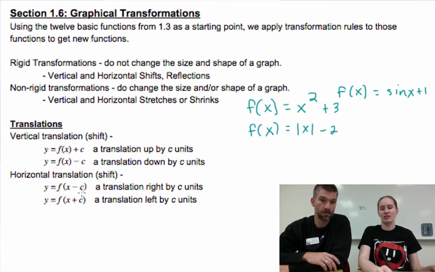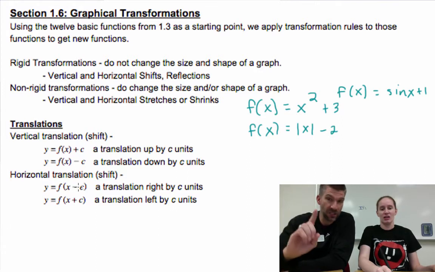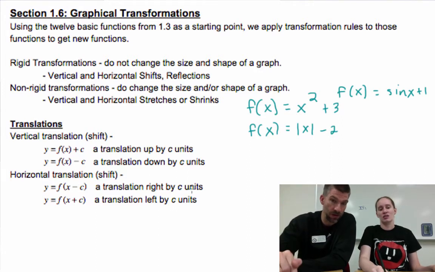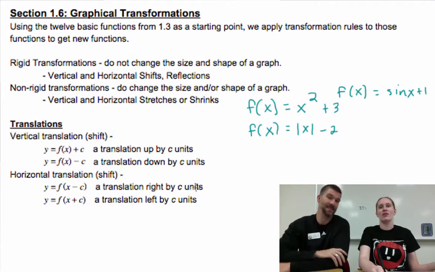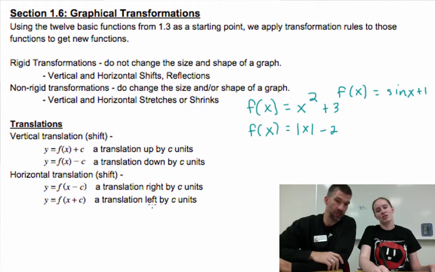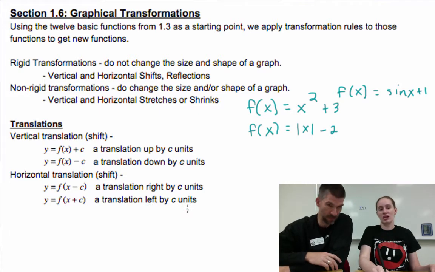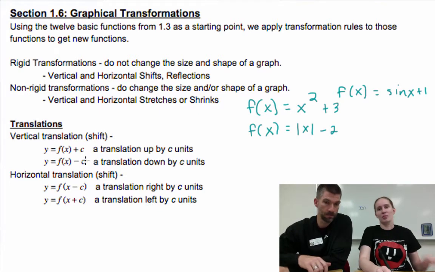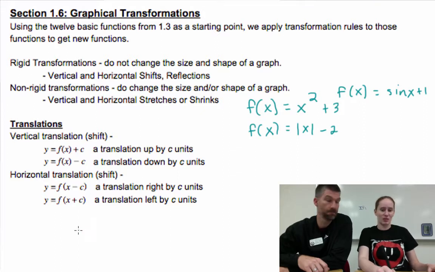So if I subtract c on the inside, I'm actually going to move in a positive direction, which on the x-axis is to the right. That is correct. If it's a plus c on the inside, we're moving in the opposite direction, which is left c units. That's correct. So when we're outside, we're not a part of the society, but when we're inside, we're a part. Super secret opposite, because we're going to change it to the opposite.